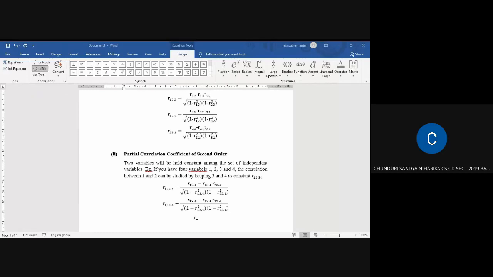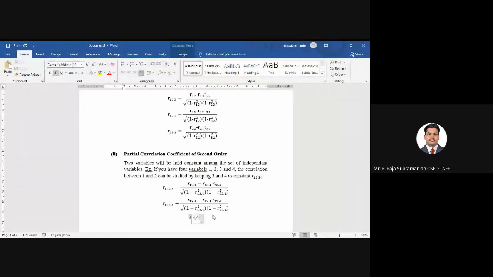R14.23. Great, correct. So can you say why it is R14.23? What is the explanation for this 14.23? 2, 3 is constant, sir. Yes. So as per the question, we want to find correlation between 1 and 4 by keeping 2 and 3 as constant, right? Now we will go with the formula.